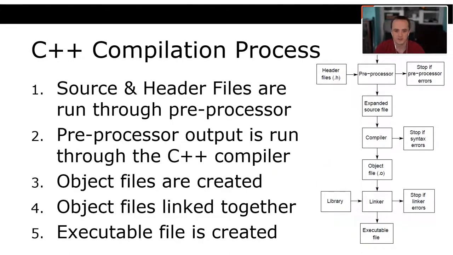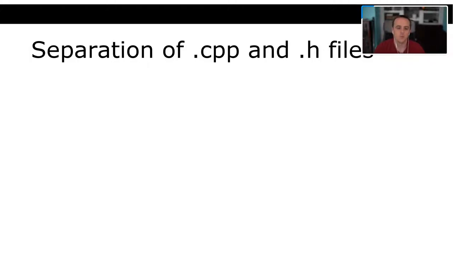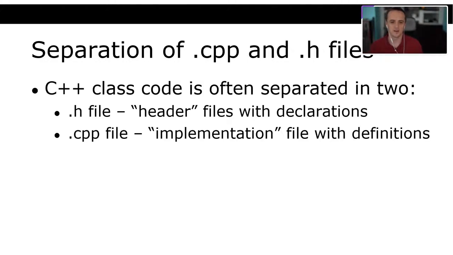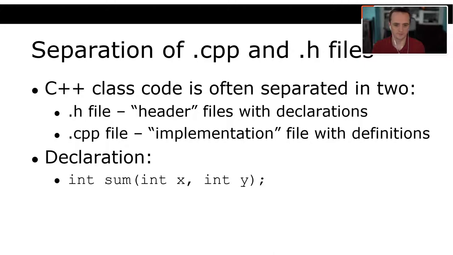So this is the entire compilation process again. I won't go over all the steps again. So why do we want to separate C++ files and H files? Okay, so the C++ class code is often separated into H files, those are header files, and CPP files or implementation files or definition files.